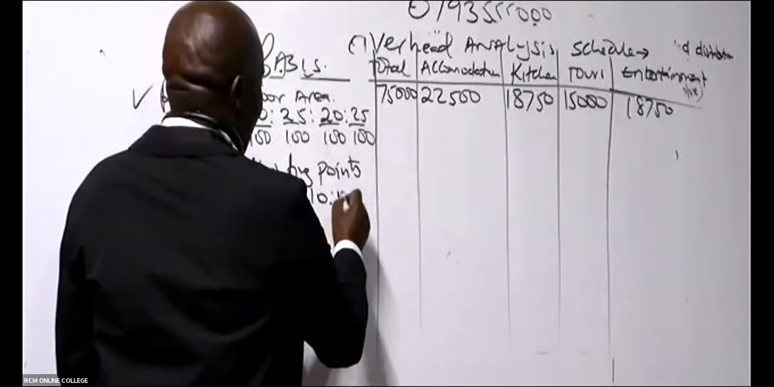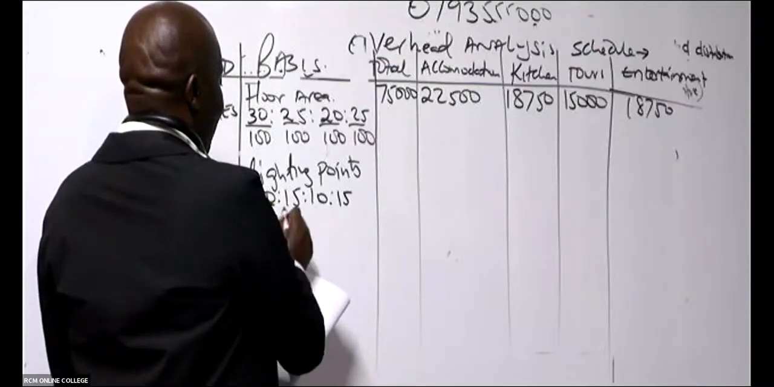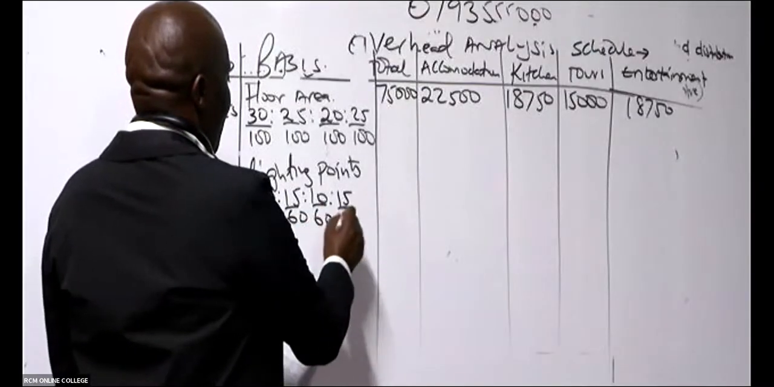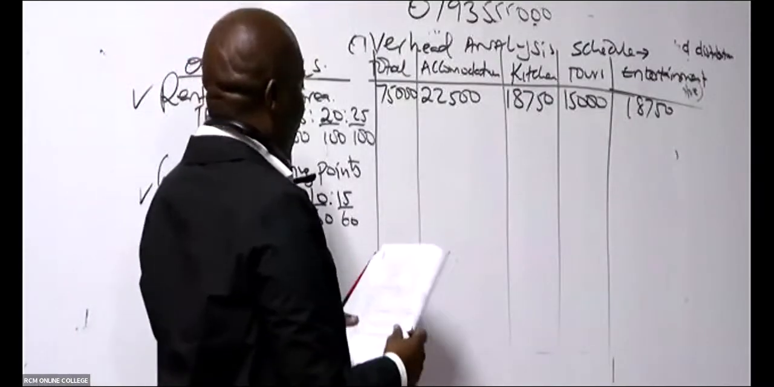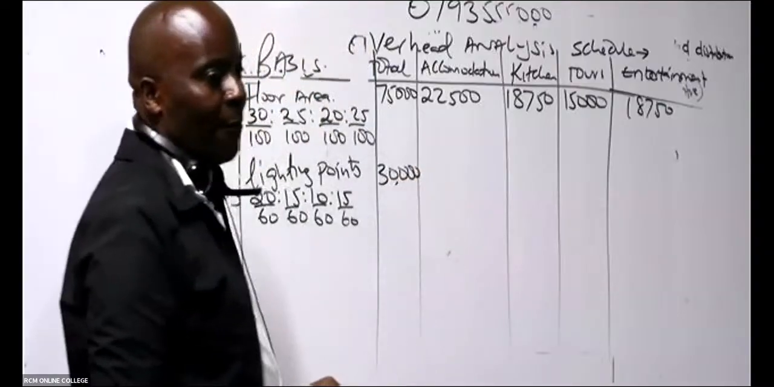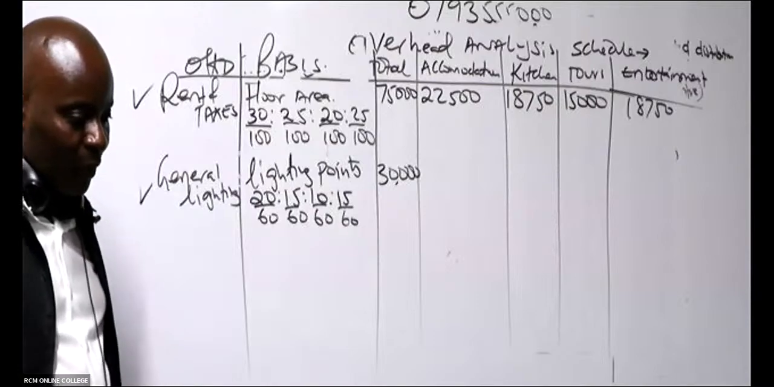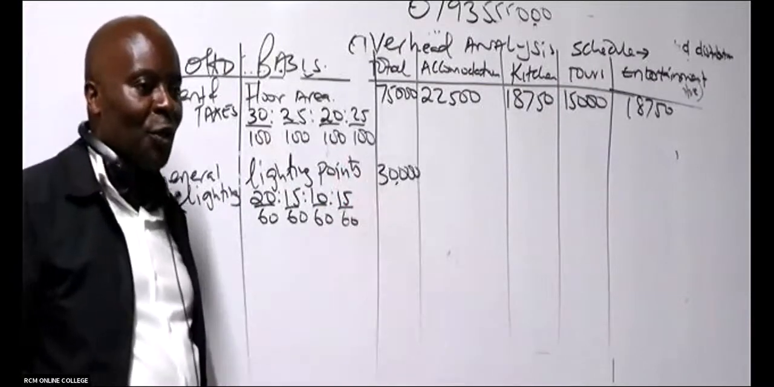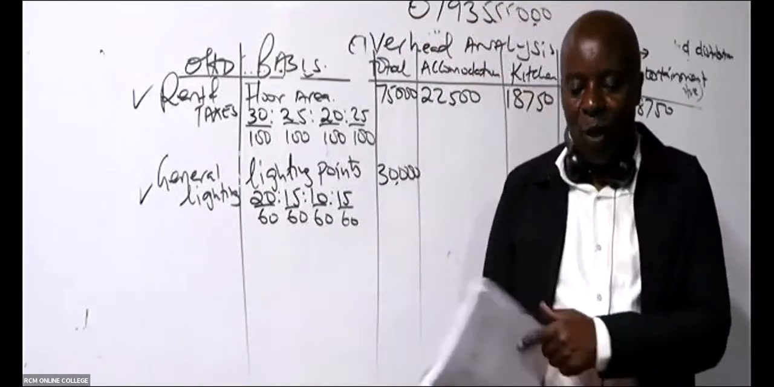15, isn't it? And all of them are adding to what here? So then this will be over 60, over 60, over 60, over 60. And this general lighting figure is 30,000. Is that okay? The general lighting figure is 30,000. So please give me the figures I write.